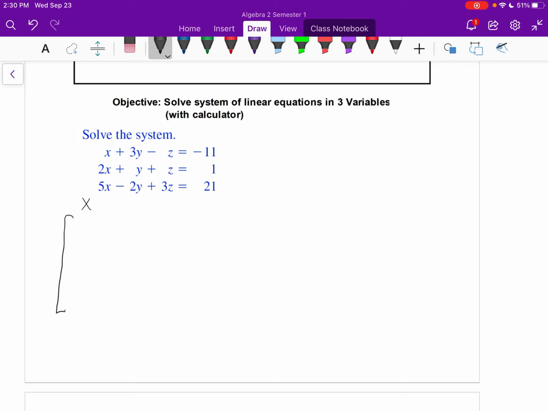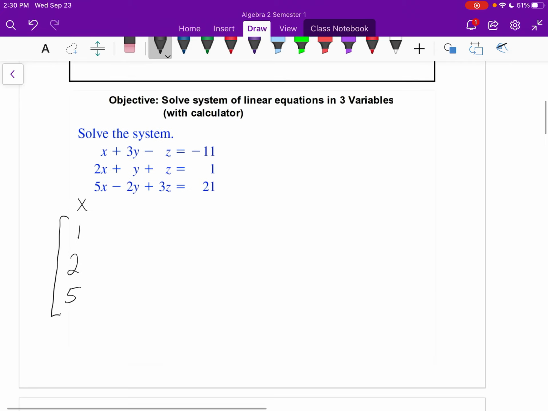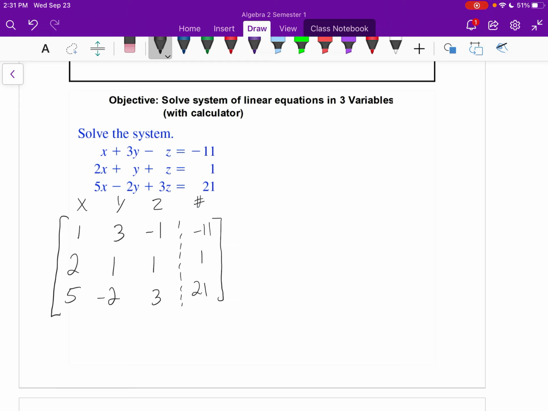We're going to do our x column, so we're going to take the coefficients from our x: 1x, 2x, 5x, so 1, 2, 5. For my y's, going down, 3, 1, -2. And our z's, we've got -1, 1, and 3. Then I've got a little dashed line there for our constants: -11, 1, and 21. So right there is an augmented matrix.